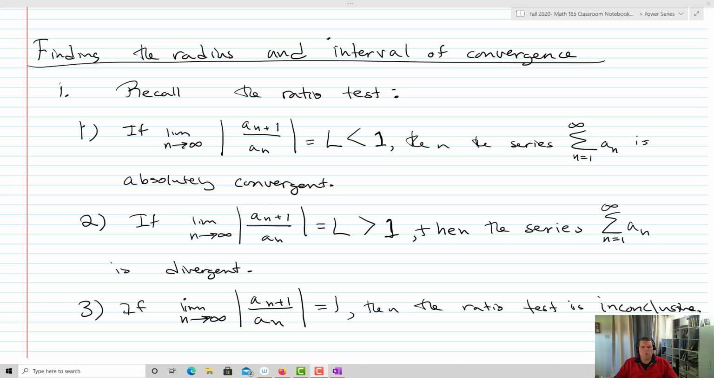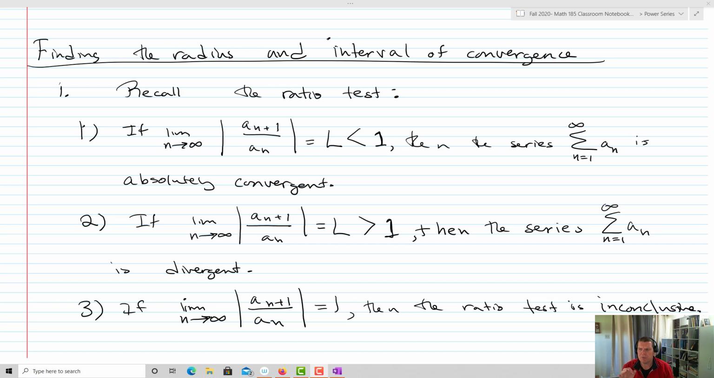All right, so now let's take a look at finding the radius and the interval of convergence. So one, we're going to want to recall the ratio test. And that is, if the limit as n goes to infinity of a to the n plus 1 over a to the n is equal to L, and that's less than 1, then the series is absolutely convergent. On the other hand, if we have that same limit, and that ratio a to the n plus 1 over a to the n equals L, and that's greater than 1, then the series is divergent. And then if the limit as n approaches infinity of a to the n plus 1 over a to the n is equal to 1, then the ratio test is going to end up being inconclusive.